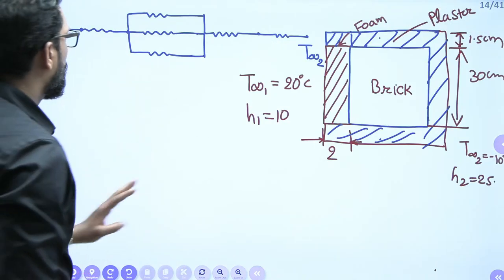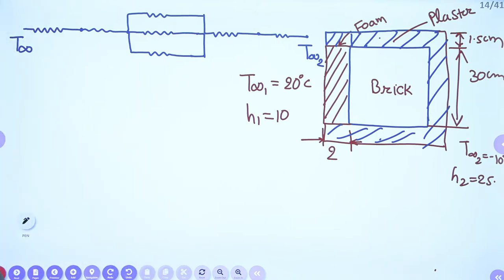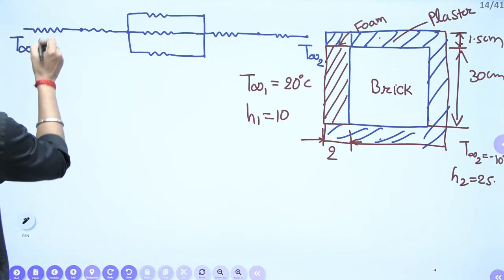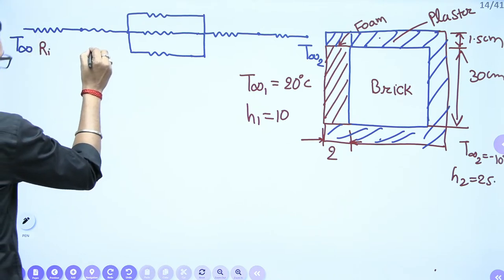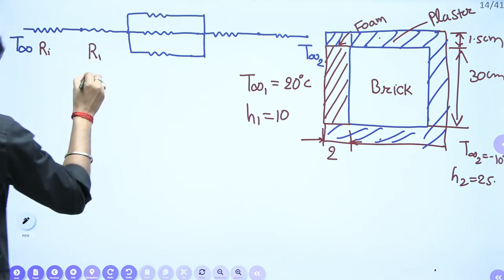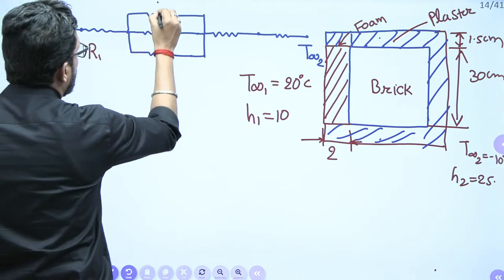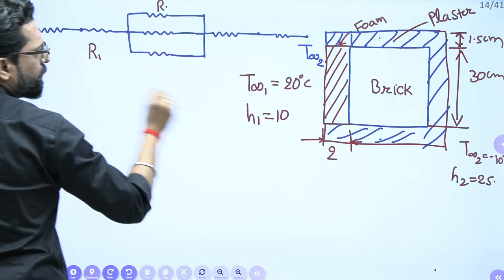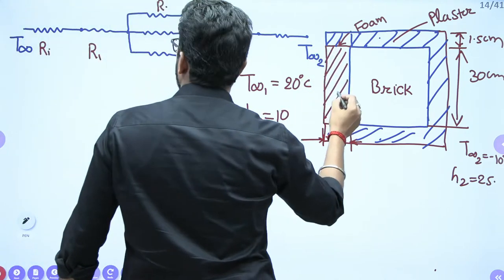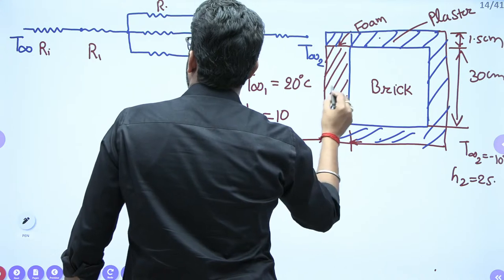So, this is your resistance. Now, this is your inner side resistance Ri. This is your R1. This is your R2. This is your Ri, R1.